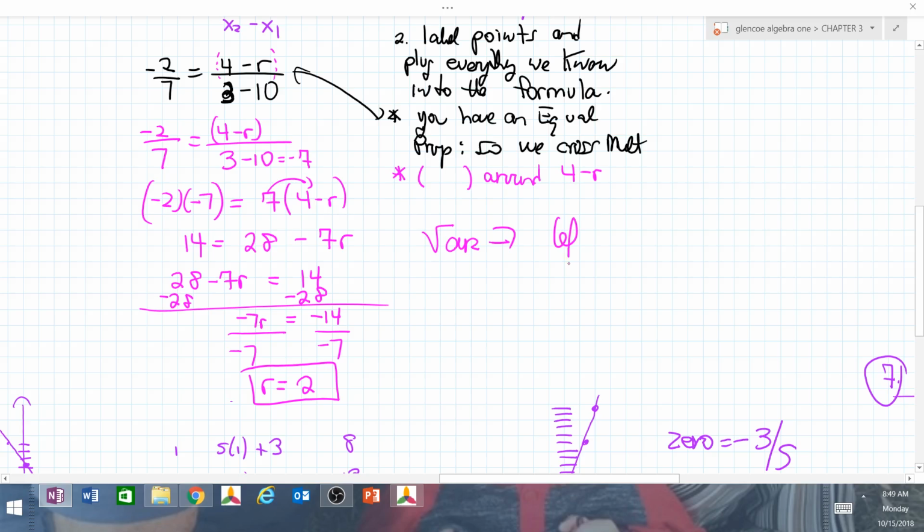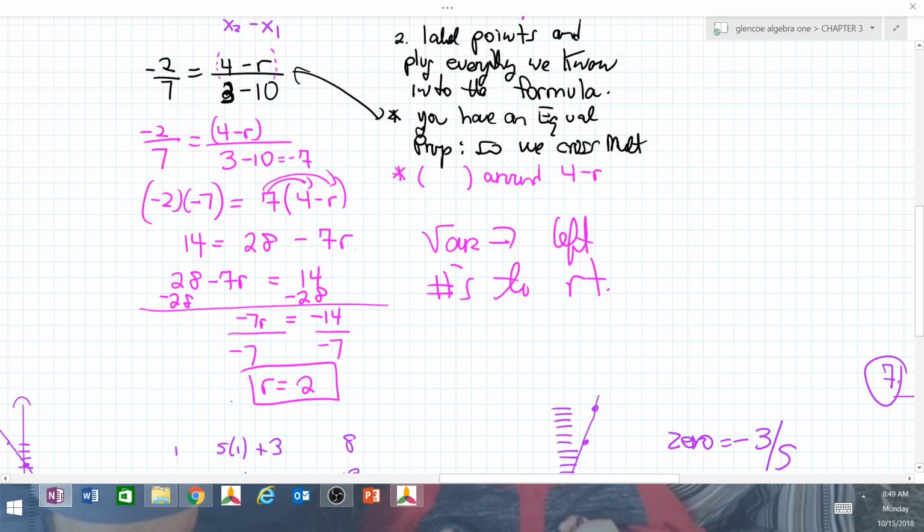Yes. How did I get what, honey? Okay. A negative 2 times a negative 7 is a positive 14 equals 7 times 4 is 28 minus 7 times r is minus 7r. You see it now? Anybody have a question?